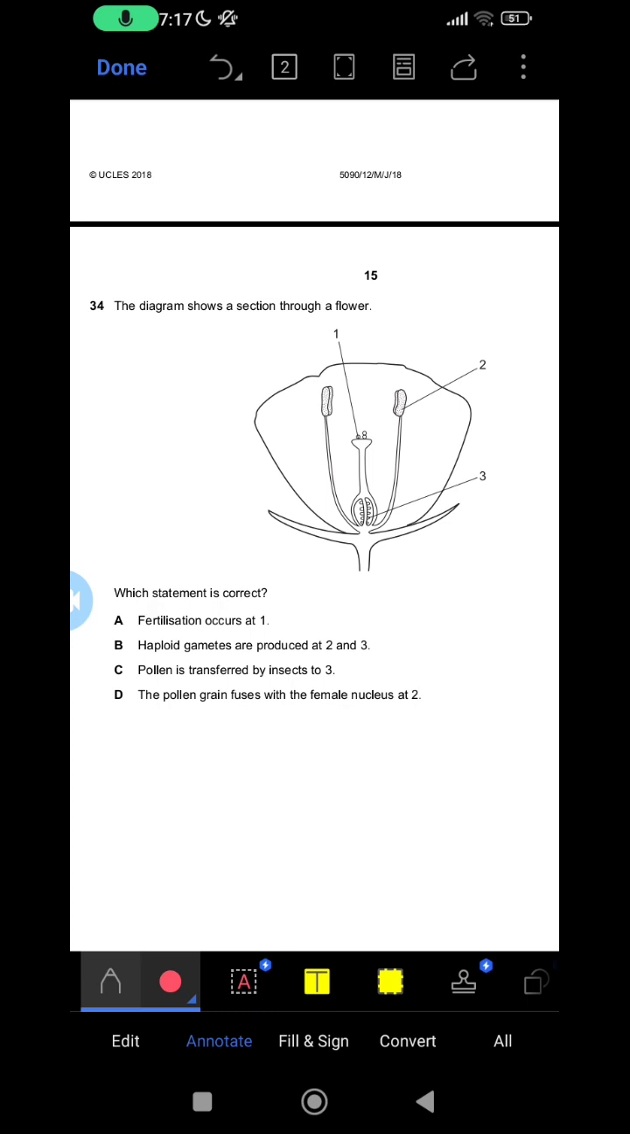Haploid gametes are produced at 2 and 3. Now we can see at 2, pollen grains are produced, and at 3, eggs are produced. Now these both are haploid because they have half the number of chromosomes, so this is the correct answer.